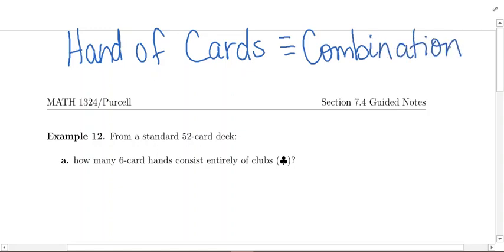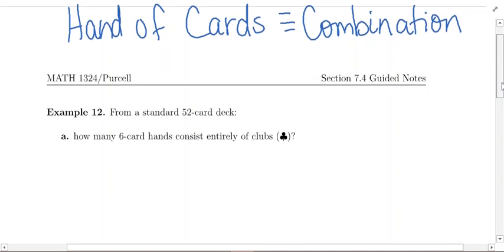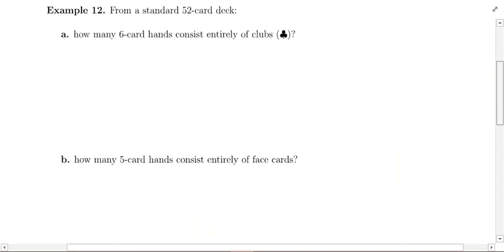We will eventually get to a situation involving playing cards where it won't be a combination, and we'll get to that. But what I need you to remember is, if you are dealing with a problem with a hand of cards involved, it is going to be a combination. All right, so let's start with part A.